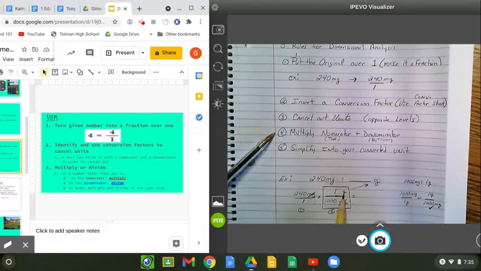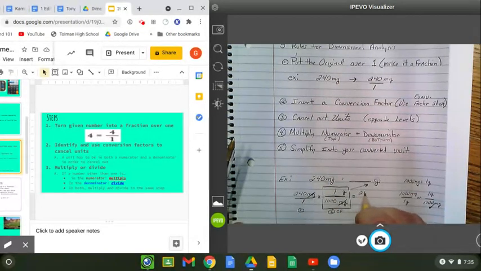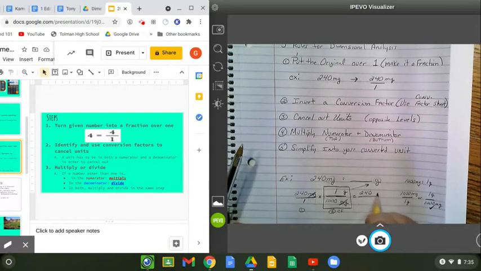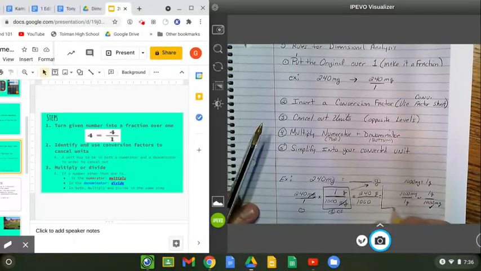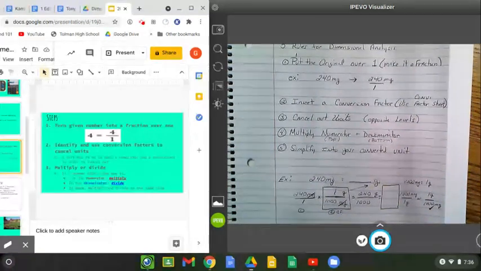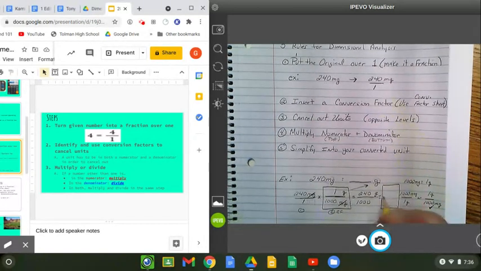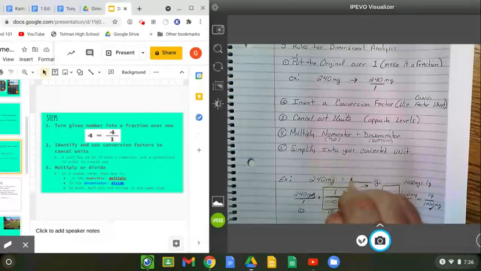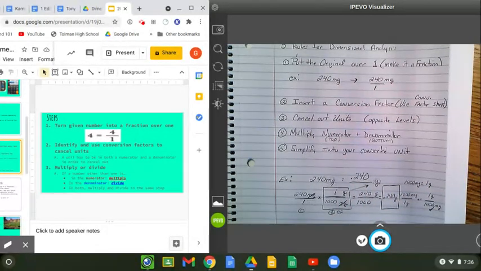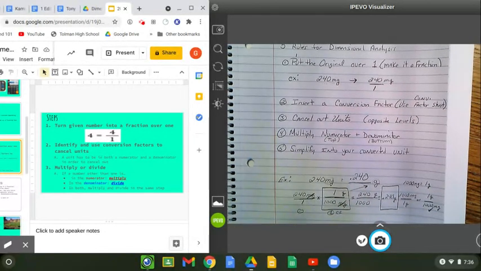So now I go to step 4. Multiply the numerator. 240 times 1 is 240 grams, and then multiply my denominator. 1 times 1,000 is 1,000. And then finally, I simplify. 240 divided by 1,000 is 0.240 grams. So my final answer: 0.240 grams. All right, let's do one more.